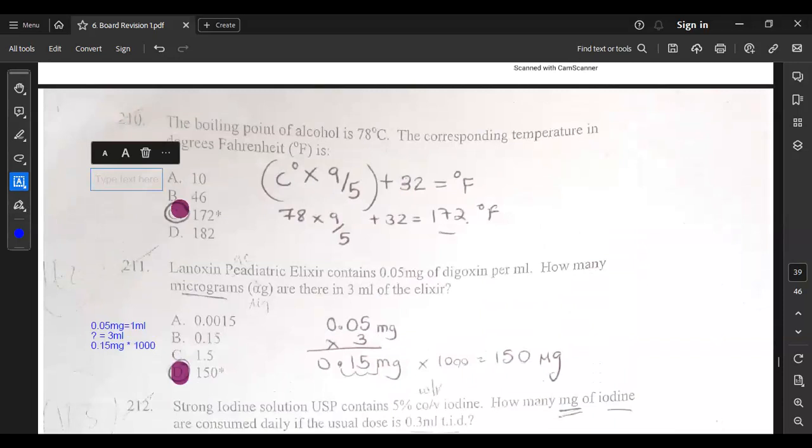The boiling point of alcohol is 78 degrees Celsius. The corresponding temperature in degrees Fahrenheit is? So we said you take the degree Celsius, you multiply by 9/5, then you add 32. We'd already done that. So you get 172 Fahrenheit.